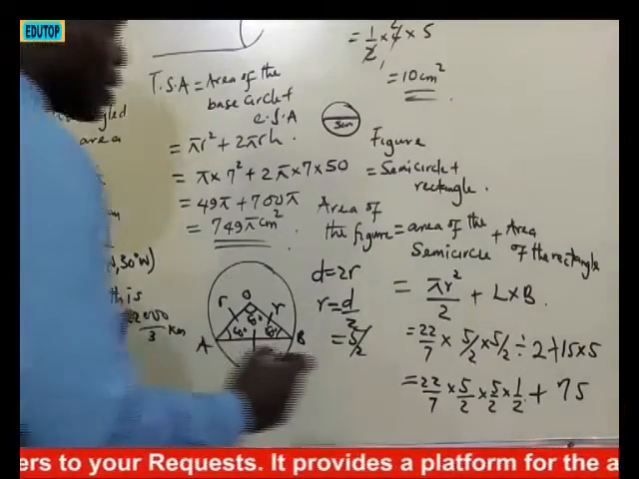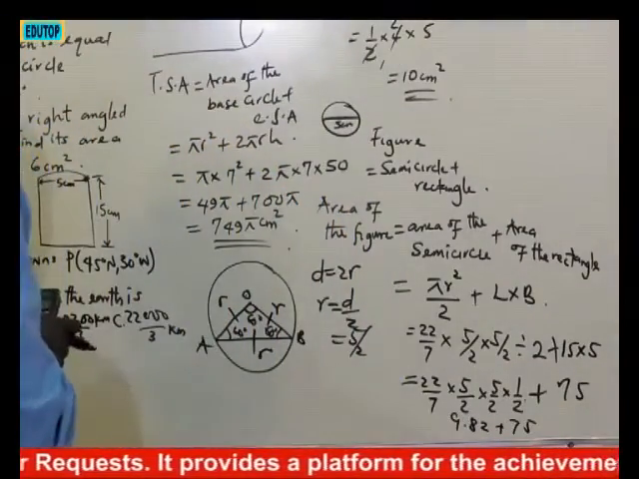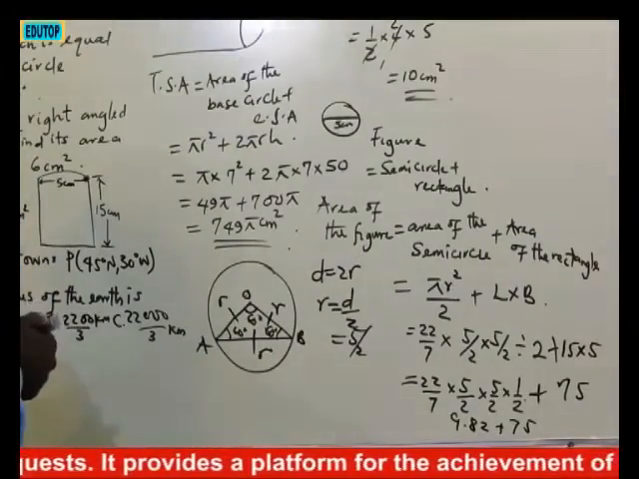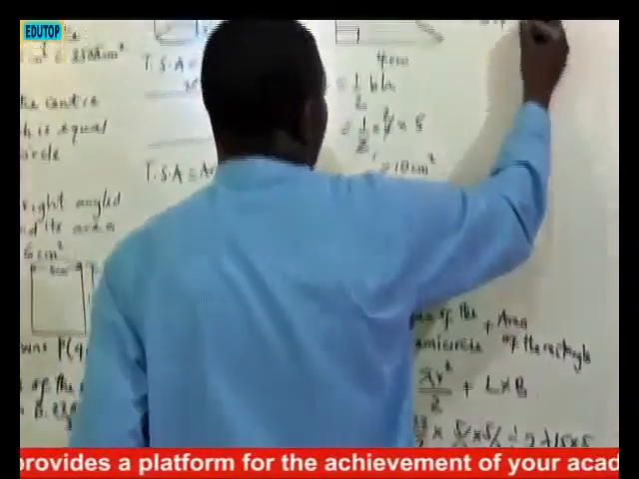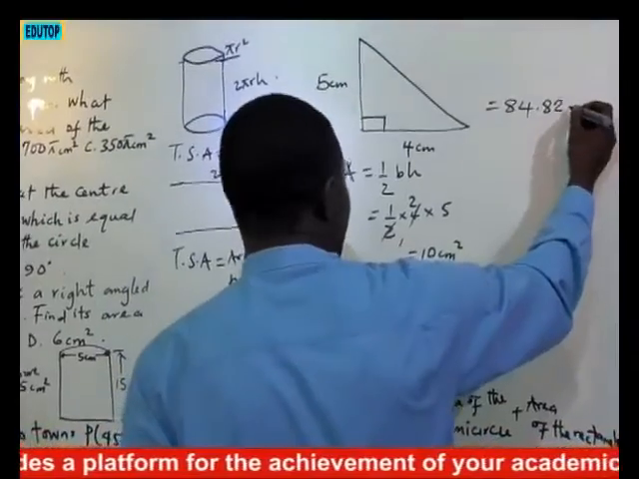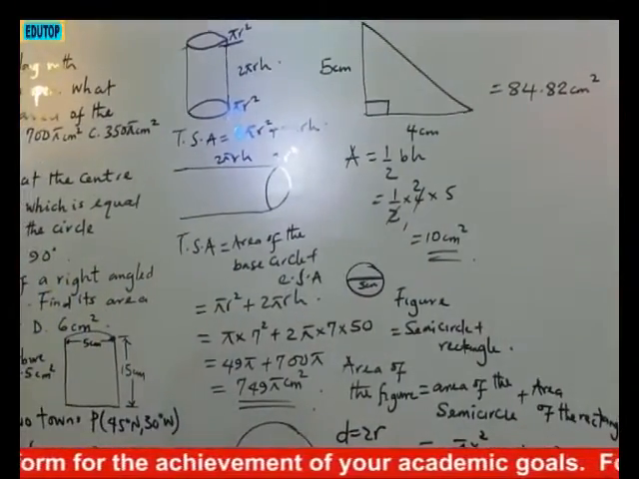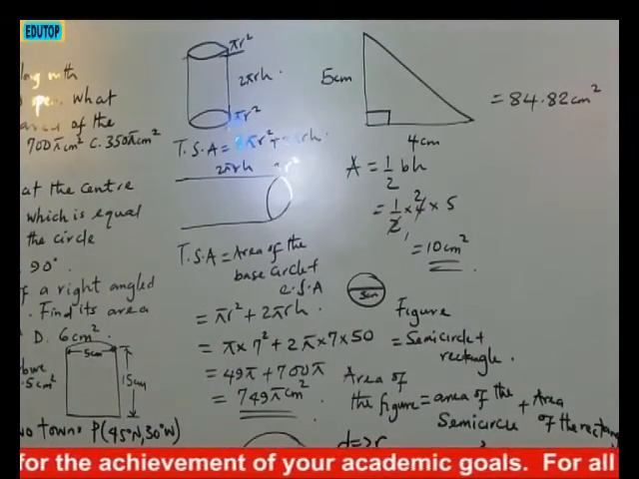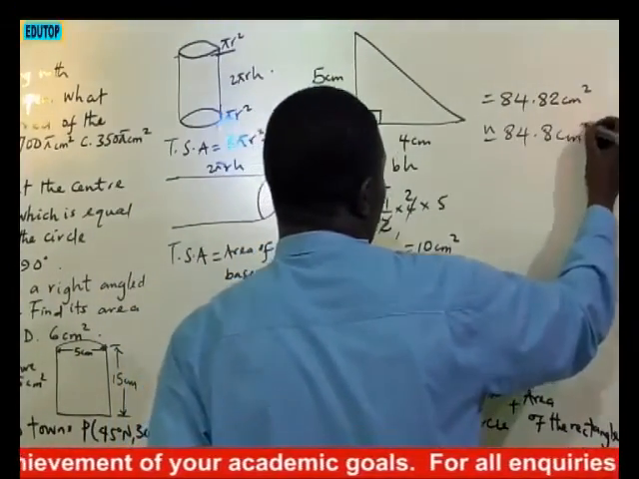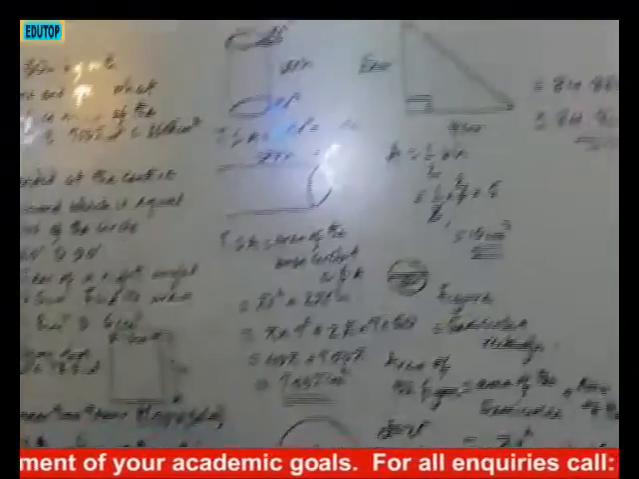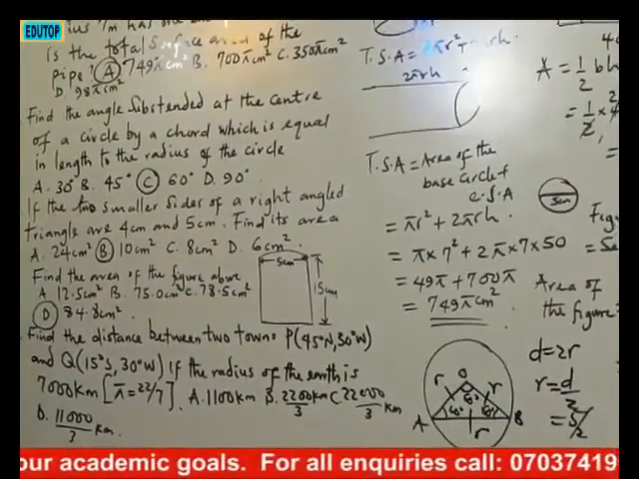9.82. So we have 9.82 plus 75. That will be 84.82. So we are going to have 84.82 as our what? Area, centimeter square. So now we have 84.82 as the area of the figure. Is that there in the options? Yes. So approximately it will be 84.8 centimeter square. We'll go to our options and circle or mark the one that suits that, and that's option D.